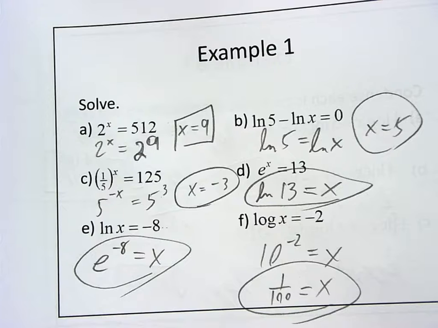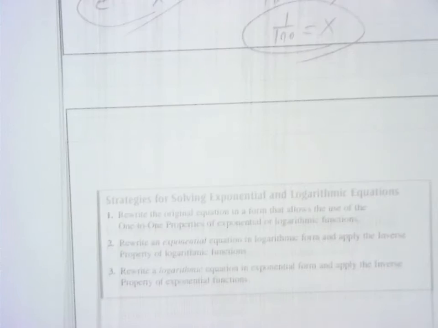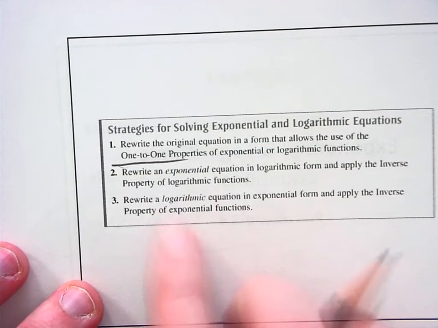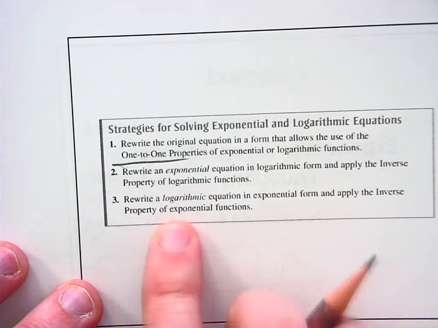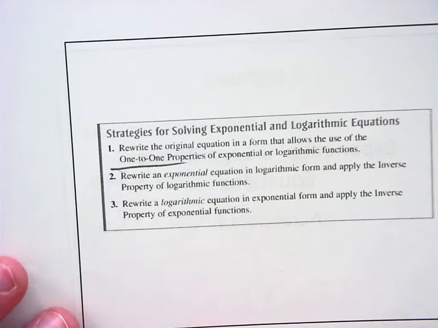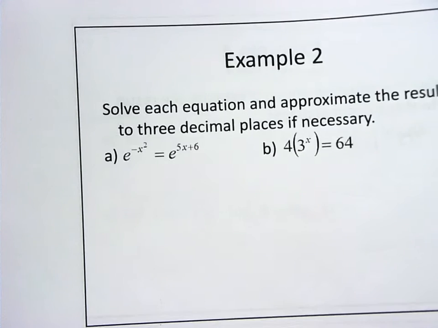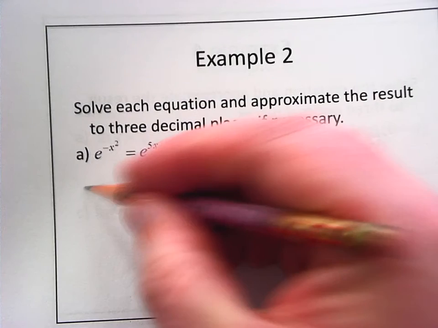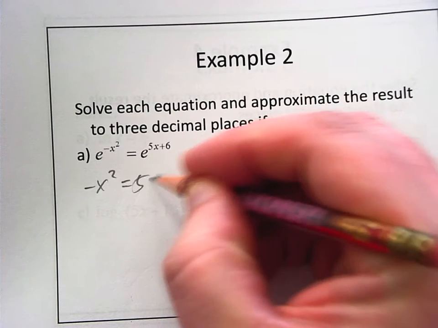Questions on those? That's the primary thing this section talks about, is those 3 methods to solve. Using one-to-one properties, changing exponential to logarithmic, changing logarithmic to exponential. Okay? Those are your main 3 techniques. So if I have something like this, what property would I use as a first step to solve the first one? One-to-one. You have e for both bases, so I can just take both exponents and set them equal.